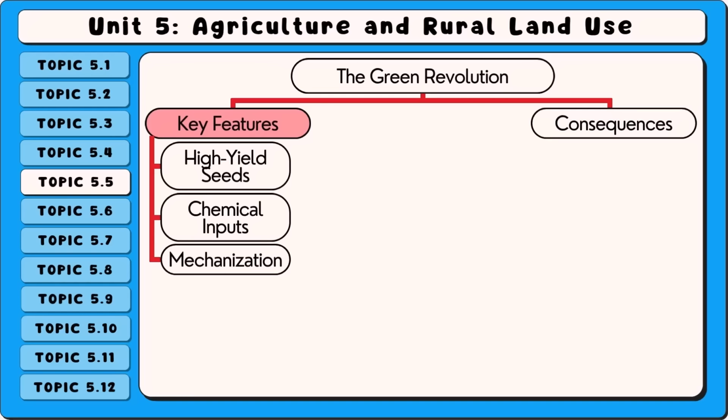The 3 key features of this revolution that you are required to know about for AP Human Geography are high-yield seeds, chemical inputs, and mechanized farming and irrigation. The first feature was the use of high-yield seeds.